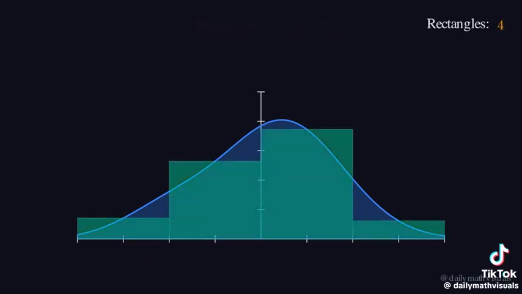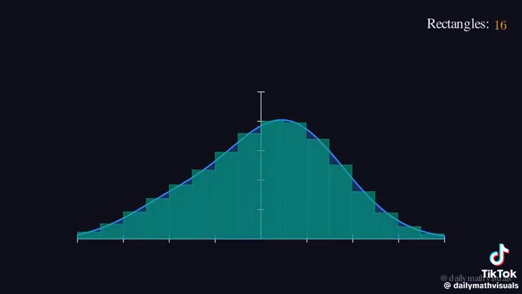Watch what happens as we use more and more rectangles. 4 rectangles, pretty rough. 8 rectangles, better. 16, 32, 64, 128. Notice what's happening? With each step, we're getting closer to the true area. The gaps are shrinking, the excess is disappearing.